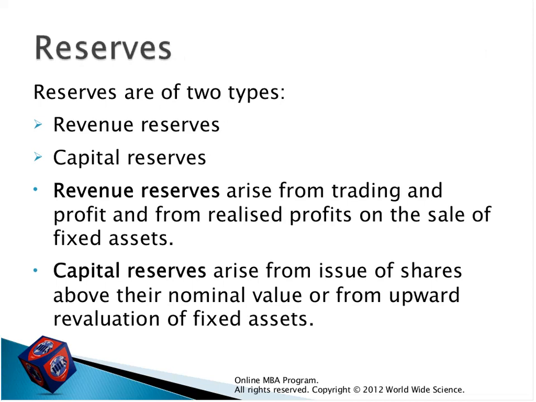So here are the revenue reserves. They arise from trading profit and from realized profits on the sale of fixed assets. What does that mean? The revenue reserves arise from the company's income from the basic operation of the business, which is sales, for example, and as well from the profit we get from the sale of fixed assets. For example, when the company sells its fixed assets, it will get some earnings, right? Some profits. So these profits come under the revenue reserves.